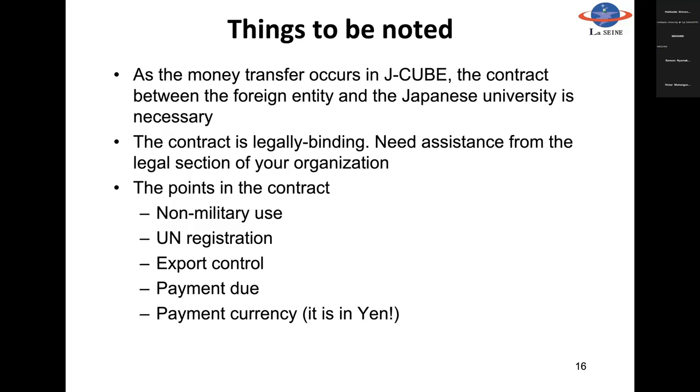And UNISEC already has a standard contract template. The points in the contract are, first, the specified non-military use. I think almost all the Japanese universities require this. So the technologies used in this contract are for non-military use. The country that owns the satellite must register it with the United Nations. This is required by Japanese law. Japanese space law requires that the satellite is registered, and if it's not specified, I think JAXA won't accept the application. And export controls, this is again the law. And payment due, and the payment currency, which is typically in yen.